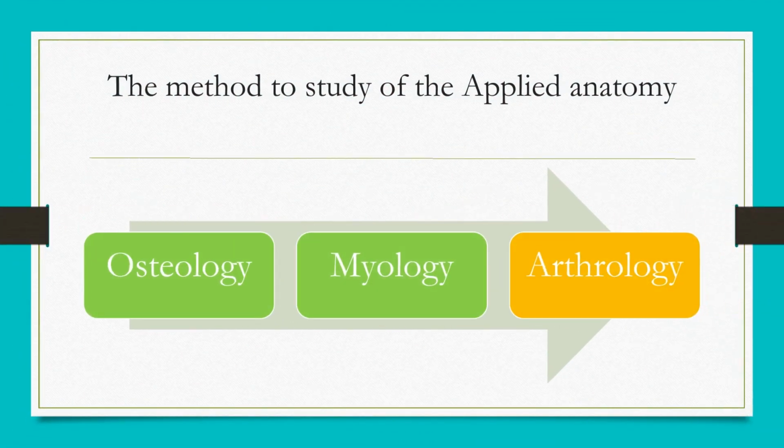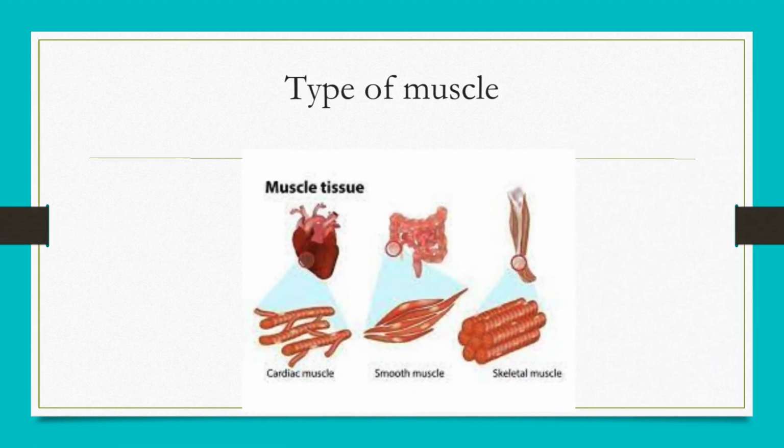Next we will talk about myology. Myology is the study of muscle contraction and the types of muscle in our body. In our body, we have 3 types of muscle: smooth muscle, cardiac muscle, and skeletal muscle.